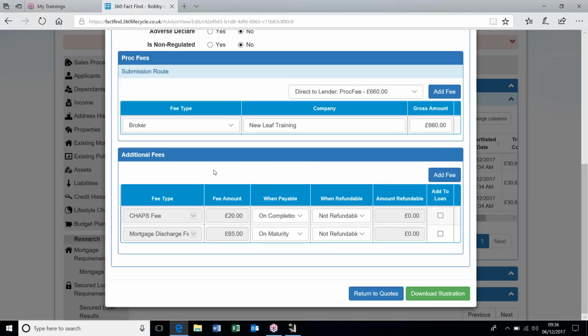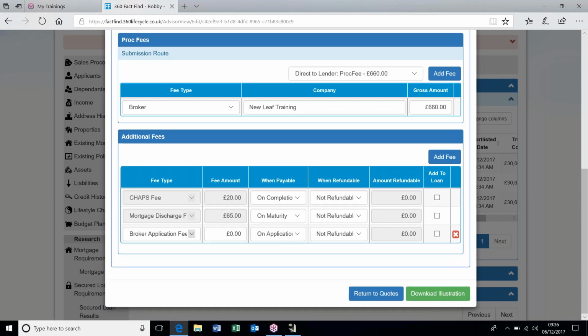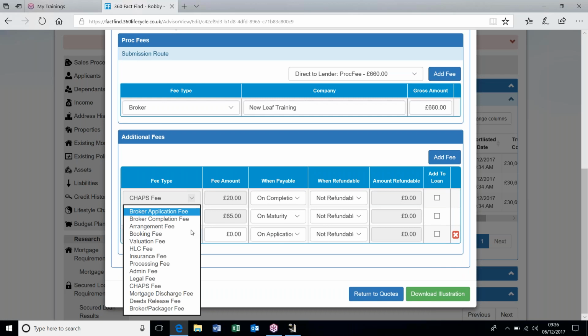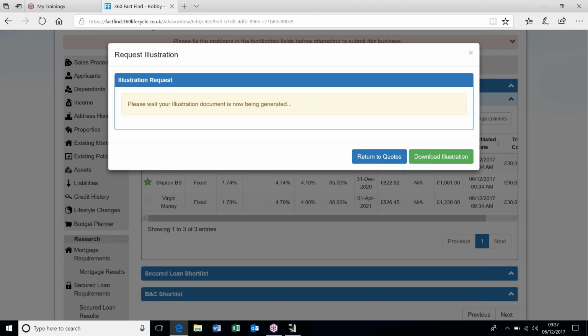And then at the end of additional fees, what we can do as well is add our broker fees. So I might add in a broker fee. I can see it's now arrived there, and you can either have an application fee or a completion fee. So you can add in 2 fees if you're doing both. And what I might do here is say my application fee is 195, non-refundable, and it's not being added to the loan, so I'm going to leave that off, and I can now download the illustration.